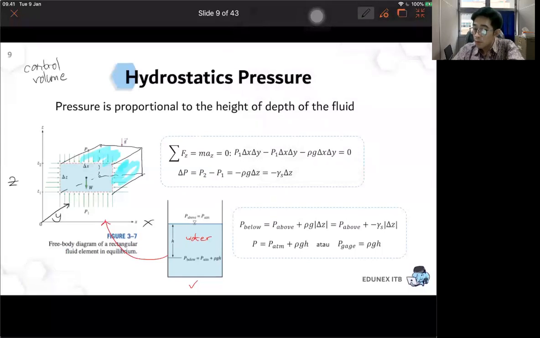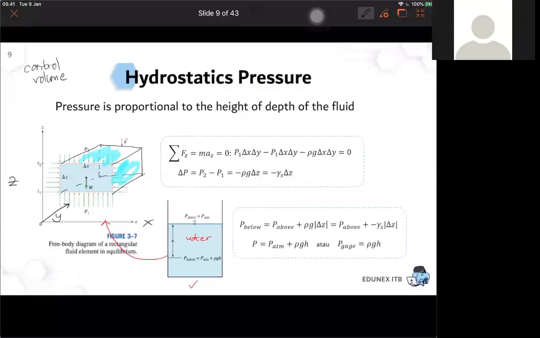Okay, now what is the force that act upon the control volume? Now we need to derive, or we need to know, we need to classify what kind of force that act upon the control volume of this water. Ada yang bisa menyebutkan apa saja? Atau ada yang bisa menebak, guess what kind of the force that act upon this control volume of the water, before we go detail into the equation. Atmospheric pressure, sir.